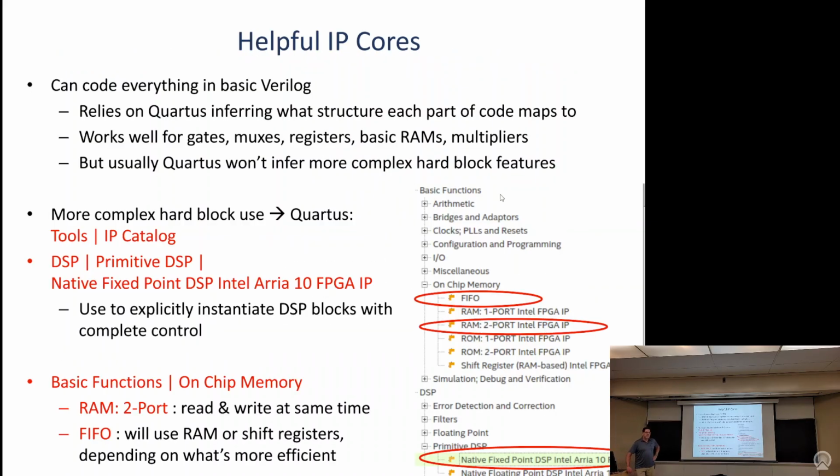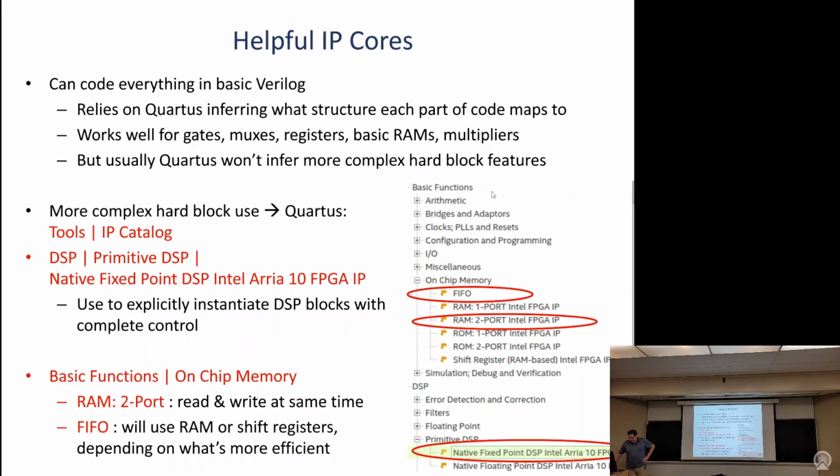Okay, so in lab one, some of you might have used IP cores, but probably most of you didn't. So I'll point you at something additionally useful to know. You could code everything in basic Verilog or SystemVerilog. That relies on Quartus inferring what structure it maps to, and that works well for gates, multiplexers, registers, basic RAMs. If you've got a RAM that's just a single port, where you can do a read or a write, that's going to work pretty well. Basic multipliers, all that stuff Quartus will figure out quite reliably from HDL that you wrote.